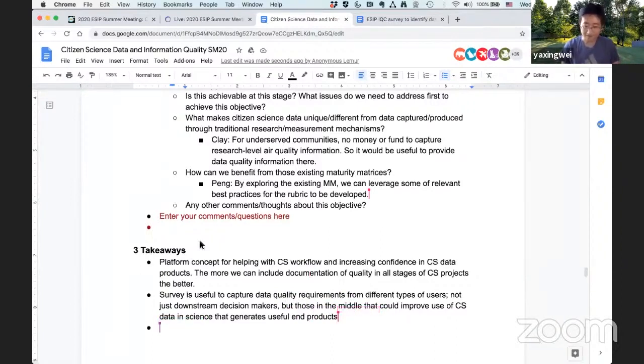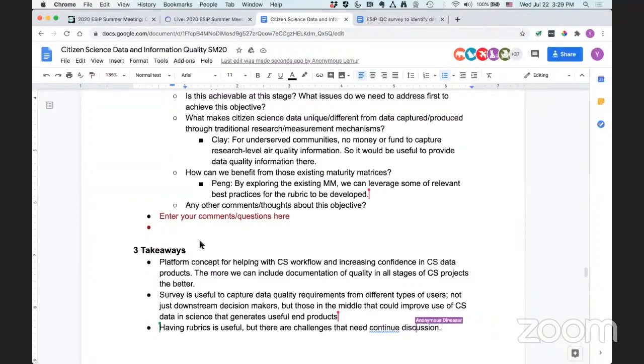And the third one I can think of is that the objective of having a series of quality levels and a rubric to do the evaluation is useful. We recognize that, but also we recognize some challenges, and that will need further and continued discussion. It's one of the topics that we want to pursue in the long term. Is that statement valid? I think so, Yaxin. I think so.